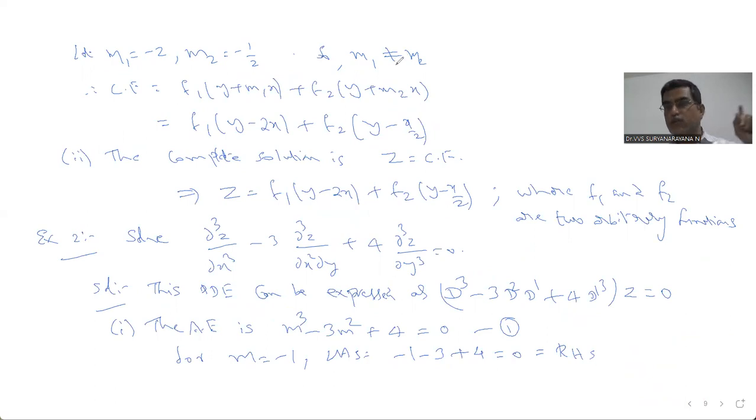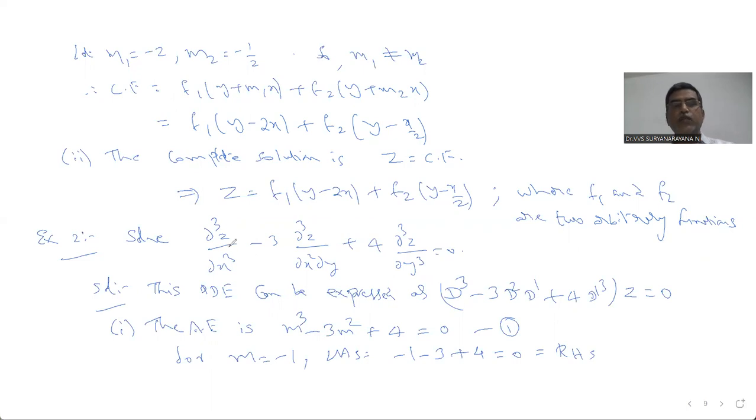So as per case 2 of the procedure, CF will be of the form: some function of y plus m1 x, plus some other function of y plus m2 x. In place of m1, write minus 2. In place of m2, write minus 1/2. So this is the complementary function. And the second step is the complete solution, z equal to CF. So z equal to f1 of y minus 2x plus f2 of y minus half of x. Here f1, f2 are arbitrary.